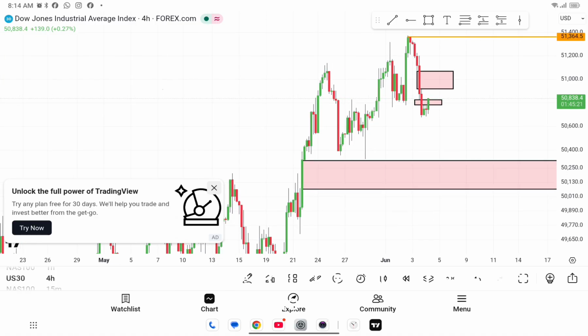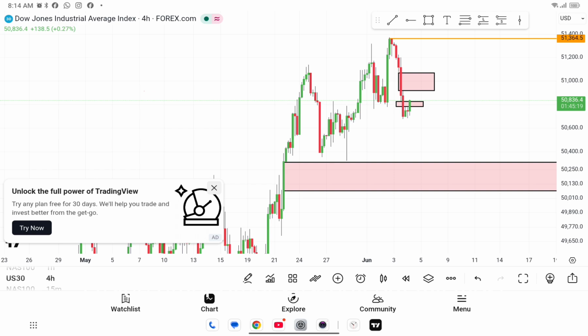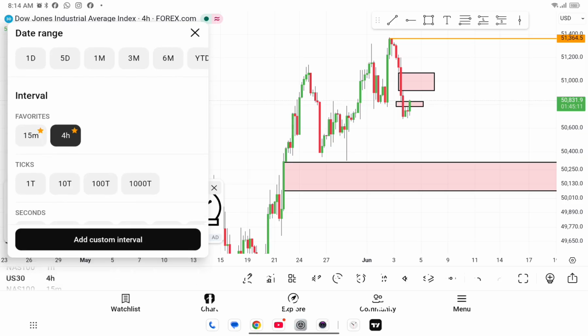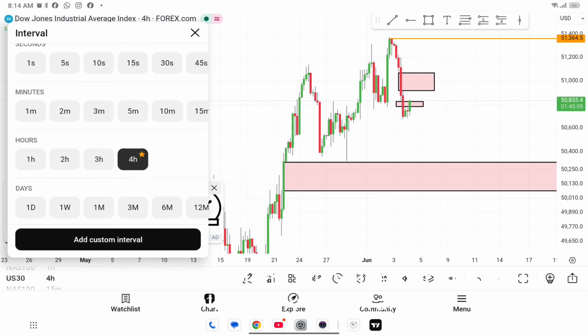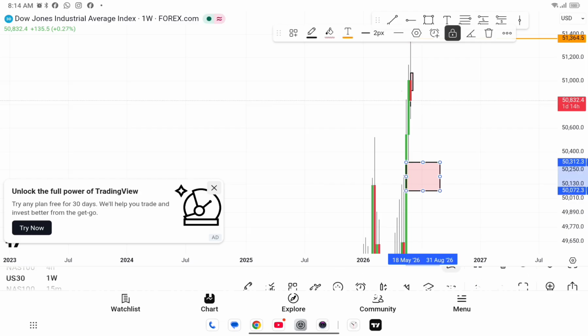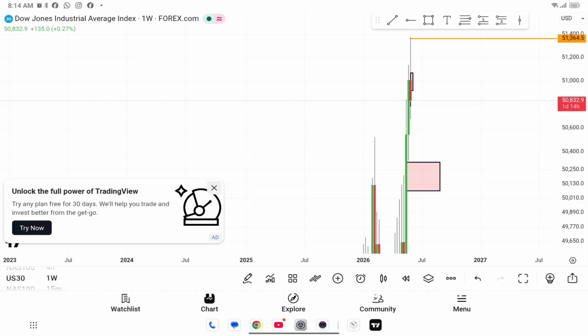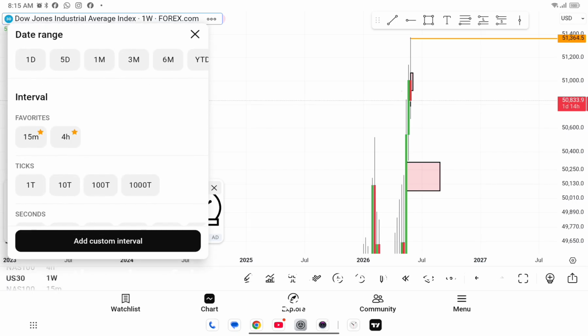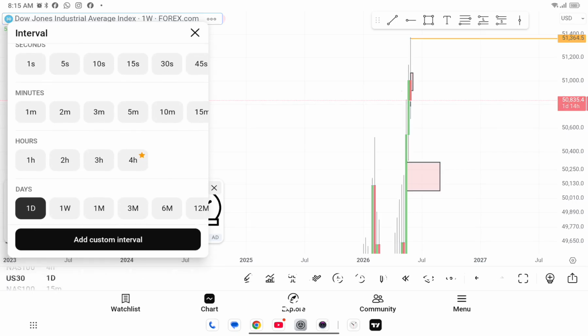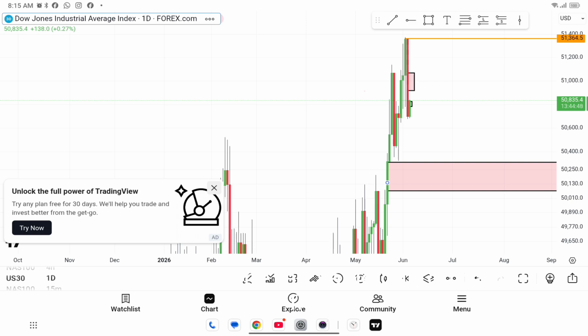I trade the fair value gap. I trade other strategies, but my main one is the fair value gap. This has been my fair value gap from, I think, the weekly time frame. There's a fair value gap here on the weekly time frame, and there's a fair value gap here on the daily time frame. So you can see the fair value gap on the daily time frame.